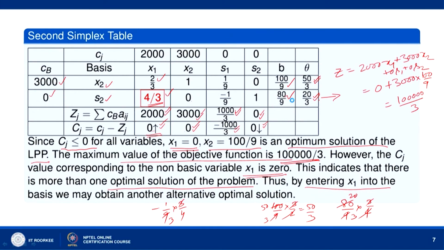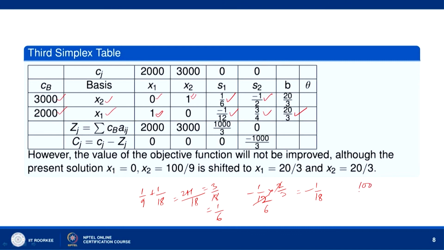How is that 20 by 3? We have 100 by 9. Okay. And this is 20 by 3. So, minus 20 by 3 into 2 by 3. So, this is 40 by 9 we get. So, 60 by 9 we have, okay, which is 20 by 3. So, this is 20 by 3.